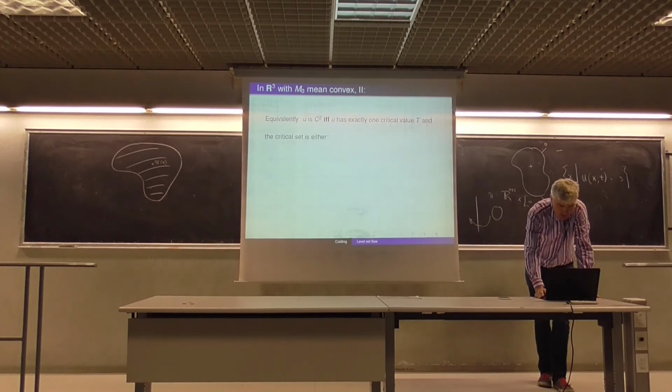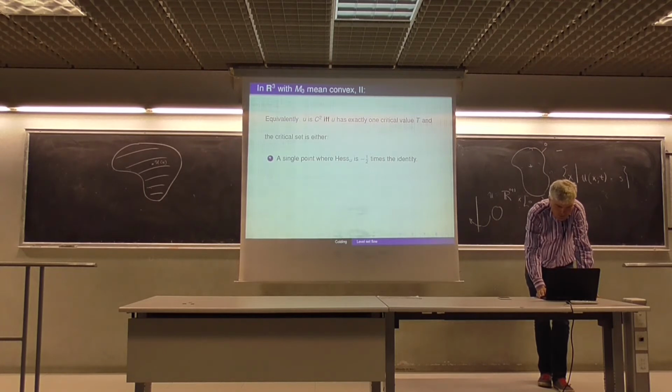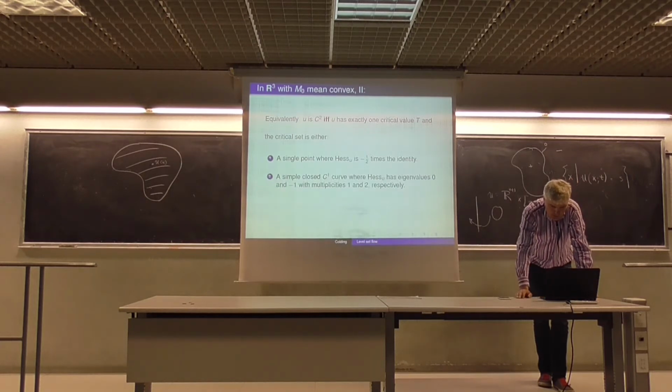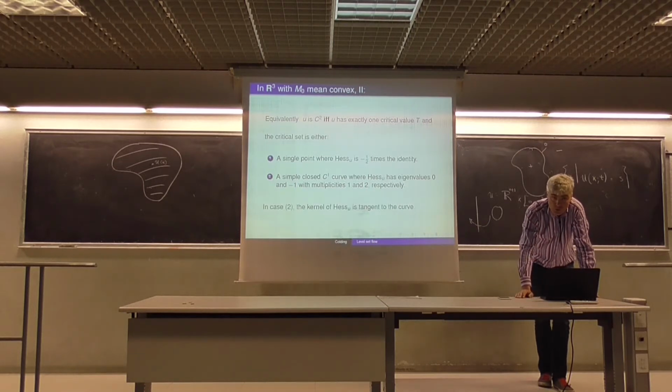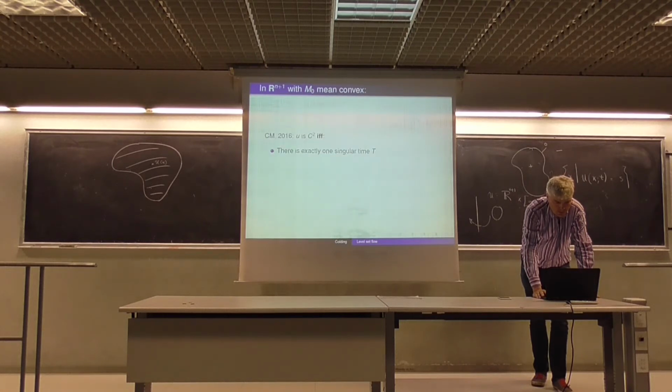And either the critical set is a single point, and the Hessian is in this case very nice. It's just minus a half times the identity. We're still here now in dimension 3. Or the critical set is a simple closed curve. And along this simple closed curve, the Hessian is also very nice. It only has two eigenvalues, 0 and -1, with multiplicity 1 and 2. And the kernel corresponds to the tangent to the curve. So this is just an obvious reformulation of the theorem, purely analytical, without thinking about the flow. Now, what is the version in high dimension?